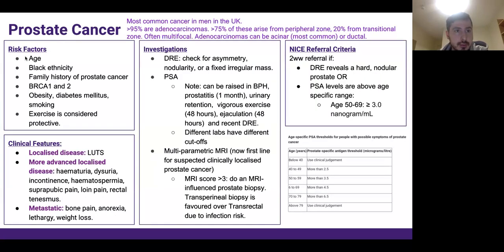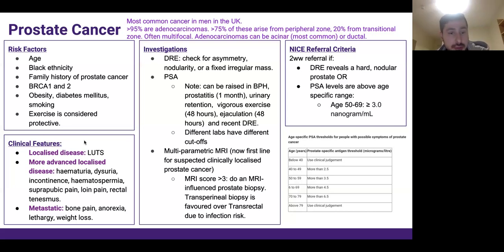With BPH, you then have to be in the spectrum of prostate disease, you have to be worried about prostate cancer. Now, prostate cancer is mostly adenocarcinoma and mostly in the peripheral zone. This is important because, as most of it's in the peripheral zone, you'll be able to feel it when you do a rectal examination, and you'll feel a nodular, irregular prostate. So risk factors: age, Black ethnicity, family history, and very SBA-able is the BRCA1 and 2 gene, whereas exercise is considered protective.